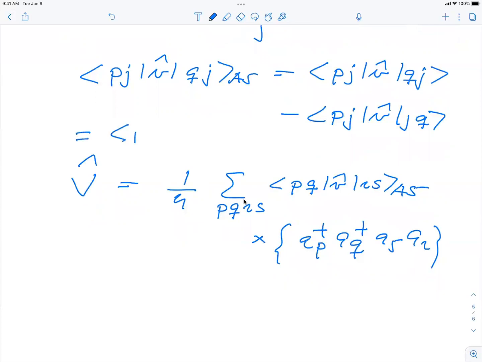So this is equal to the matrix element of JP of V of JQ, anti-symmetrized. And if I interchange one of them, this anti-symmetrized matrix element is actually equal to minus PJ of V of JQ, anti-symmetrized. And it's easy to convince yourself that these kind of symmetries pertain to these kind of matrix elements.